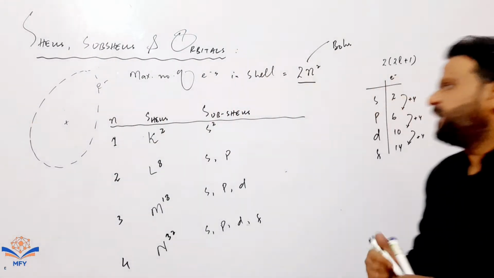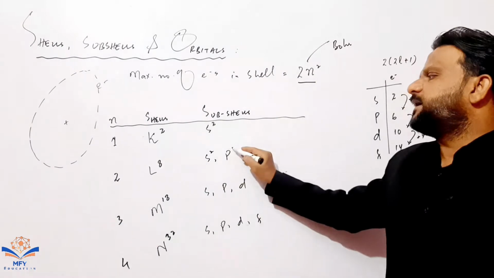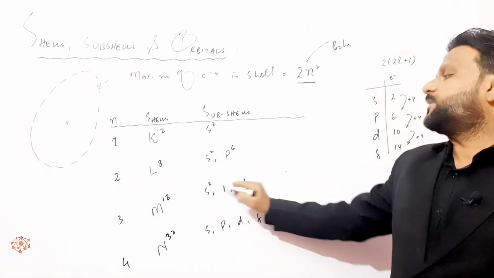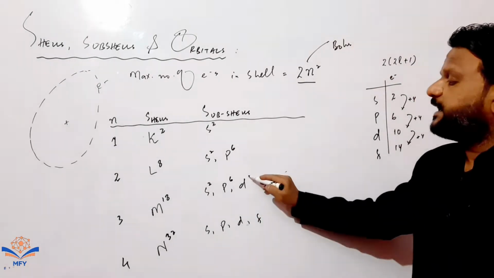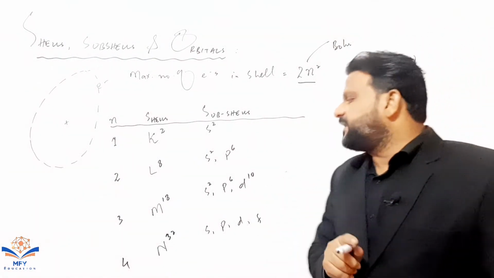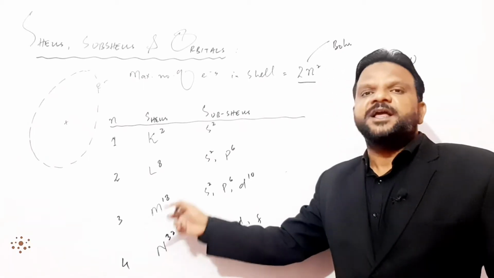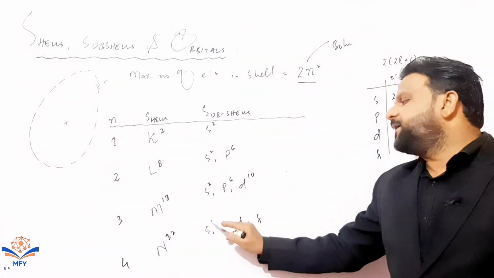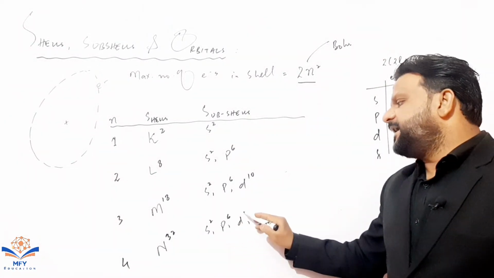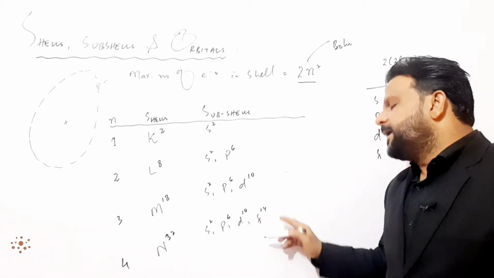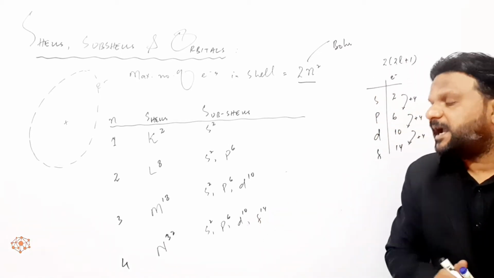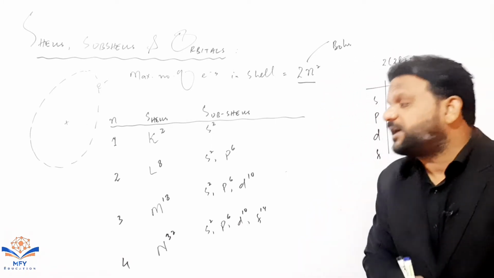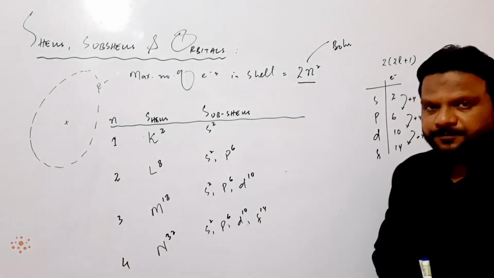Now move towards the subshells. In L, s contains 2 electrons and p contains 6 electrons, total addition will be 8. Now s contains 2 electrons, p contains 6 electrons and d contains 10 electrons. The addition of 10 plus 6 plus 2 is 18, which proves that M contains 18 electrons. Now s contains 2, p 6, d 10 and f 14. By the addition of s, p, d and f, you can calculate that the total number of electrons in N shell is 32.